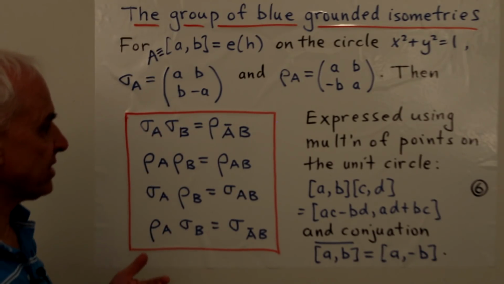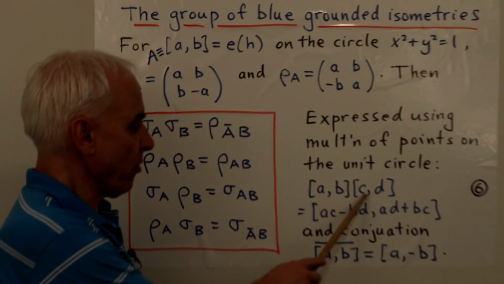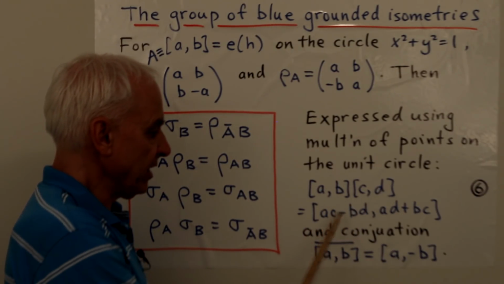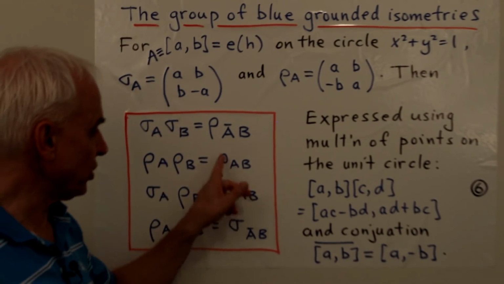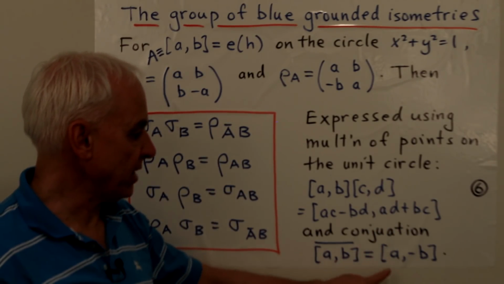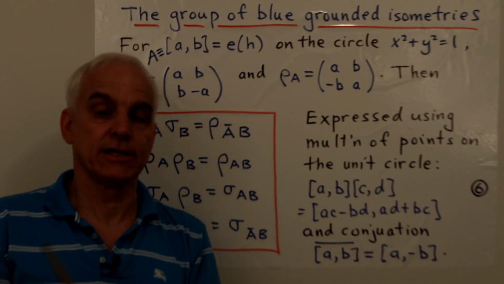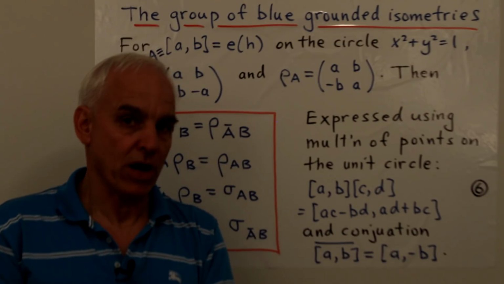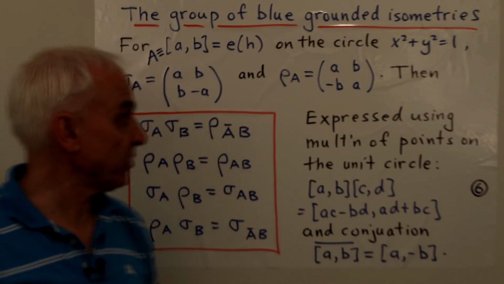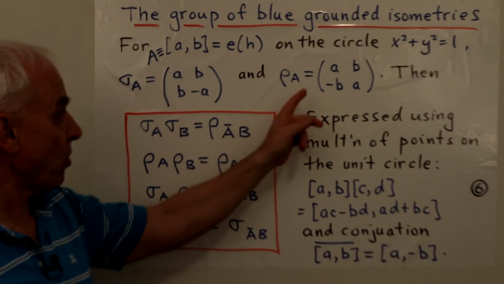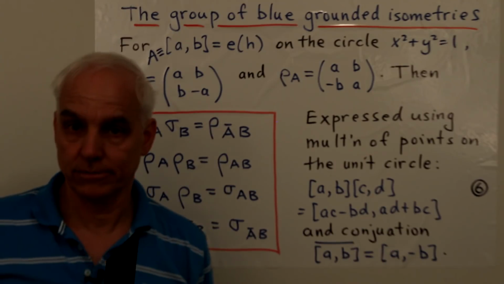So this is expressed using the multiplication of points on the circle. And I remind you, this is the formula there. So AB times CD is AC minus BD, AD plus BC. And the other ingredient is the conjugation. The conjugate of AB is A minus B. So this contains sort of all the information that summarizes the group structure of the grounded isometries. Every grounded isometry is either a reflection or a rotation, and here's how they all multiply.